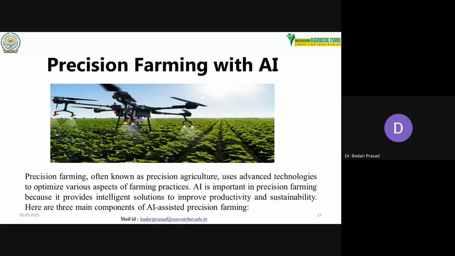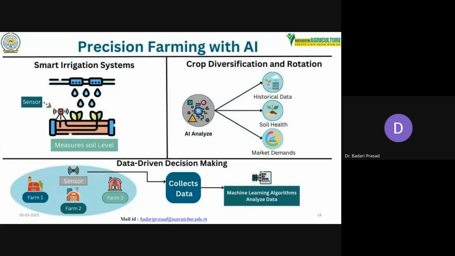One of the best concepts with artificial intelligence is precision farming. It is also known as precision agriculture, which uses advanced technologies to optimize various aspects of farming practices. AI is important in precision farming because it provides intelligent solutions to improve productivity and sustainability. There are three main components of AI-assisted precision farming: smart irrigation systems, crop diversification and rotation, and data-driven decision making. These are the three components which we use in precision farming to take decisions.